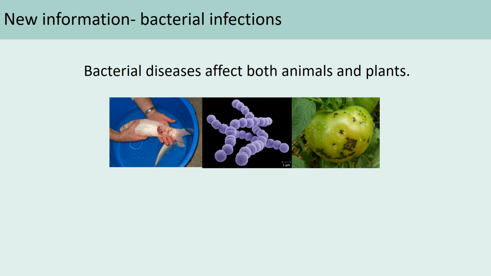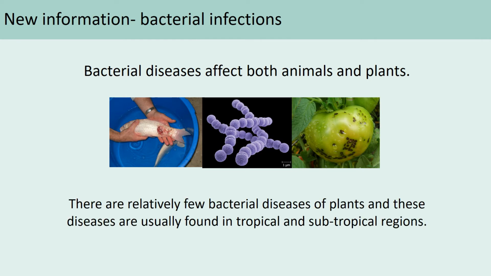So bacterial diseases affect both animals and plants. We did the viral diseases yesterday, and we saw on those that there are viral plant ones like tobacco mosaic virus, and there's ones that affect animals as well. And it's the same with bacteria, but bacteria tend to infect animals more than they do plants. The reason for that is that bacteria have optimum conditions, normally humid places, so hot, with a lot of moisture in the air. So they tend to do better in tropical and subtropical regions.